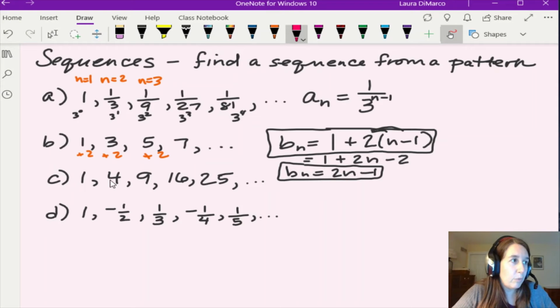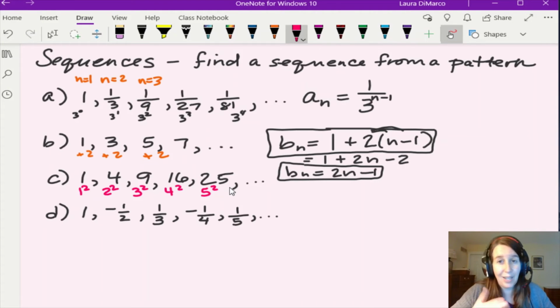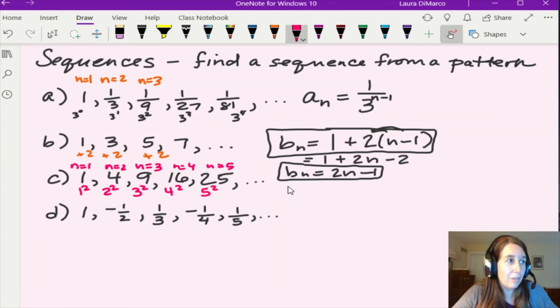All right, 1, 4, 9, 16. Looks like they're squared, right? So this is 1 squared. This is 2 squared. This is 3 squared. This is 4 squared, and this is 5 squared. Now I want to know, is it n that's squared, or is it n minus 1, or n plus 1, or what? So let's see. This is n equals 1. This is the second term, n equals 2, n equals 3, 4, etc. Great. So look, when n equals 5, 5 is squared. So our formula, let's call it c sub n, is just going to be n squared.